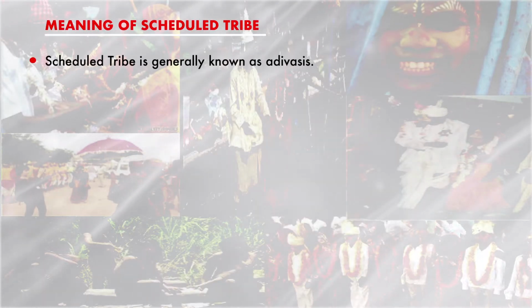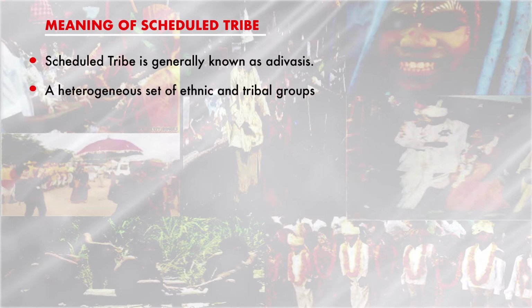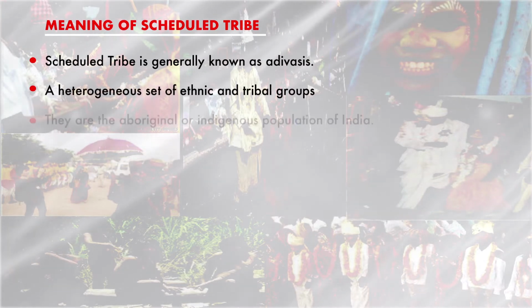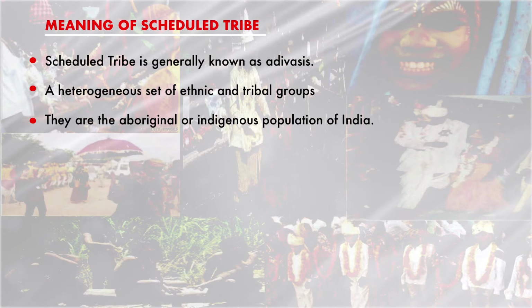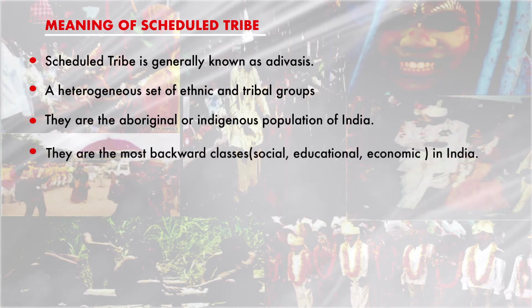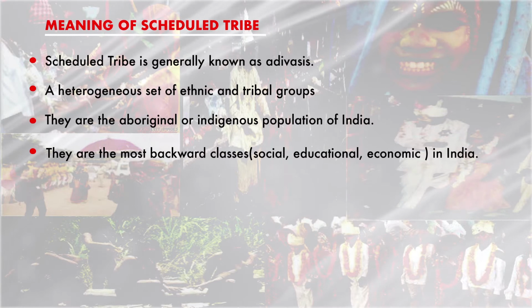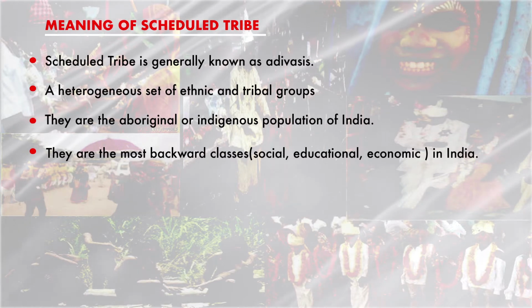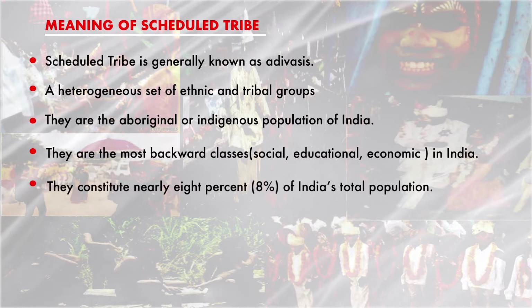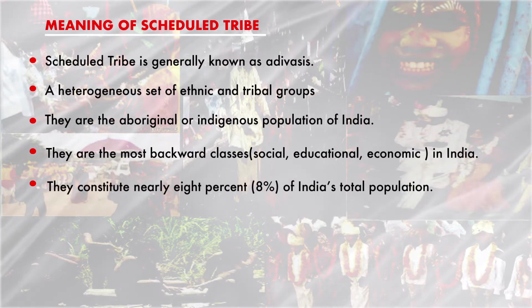Now, this week, let us go through Unit 1, Tribal Studies: its evolution, nature and scope. Before going into the unit, first of all, we should know the meaning of scheduled tribe. Scheduled tribe is generally known as Adivasis, a heterogeneous set of ethnic and tribal groups. They are the aboriginal or indigenous population of India. They are the most backward classes socially, educationally, economically in India. They constitute nearly 8% of India's total population.